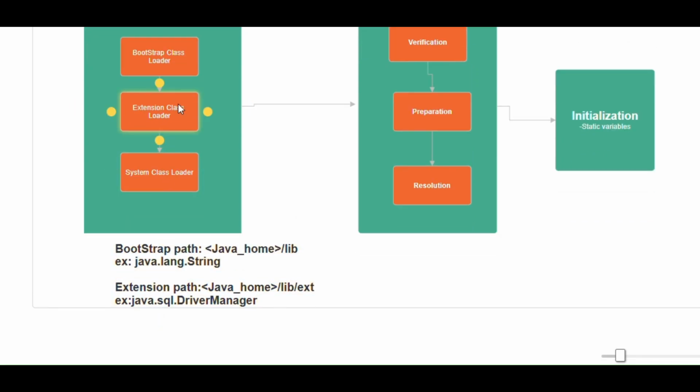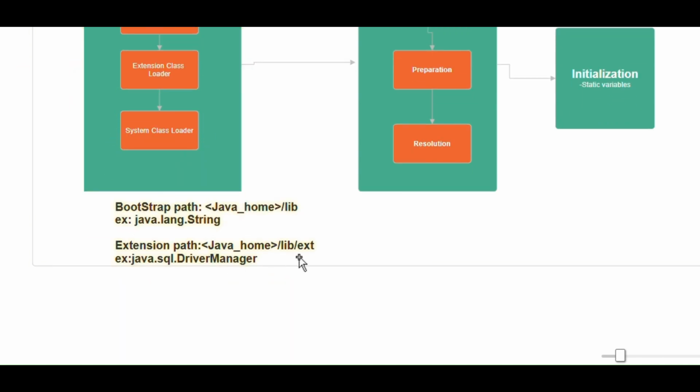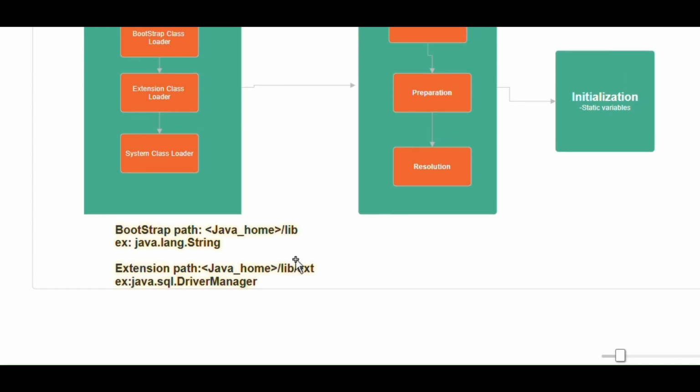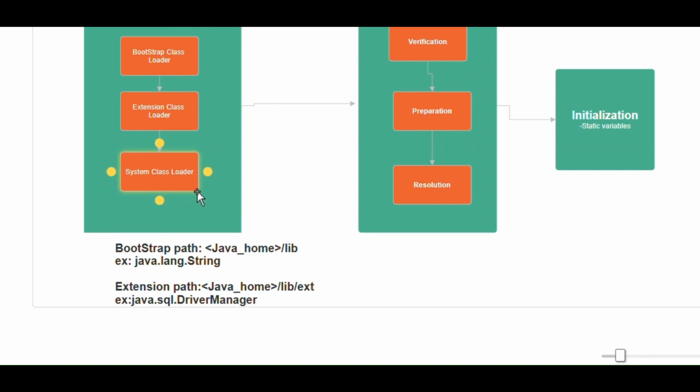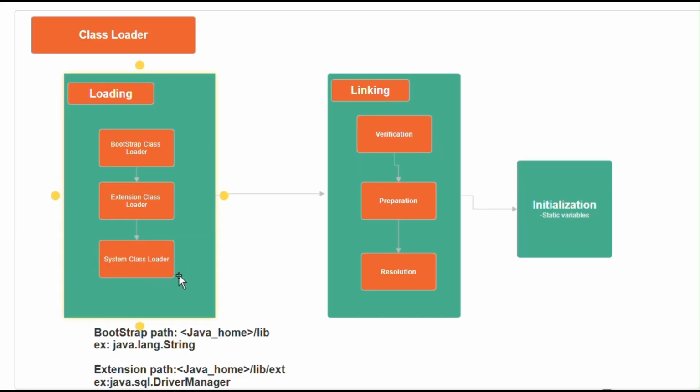Coming to the next part, the extension class loader. The extension class loader is an extension of the bootstrap path, and an example of the extension path is java.sql.DriverManager, which is the extension part of the bootstrap path. Next, coming to the system class loader. The system class loader loads the classes from the path defined by the user, which are our own classes.